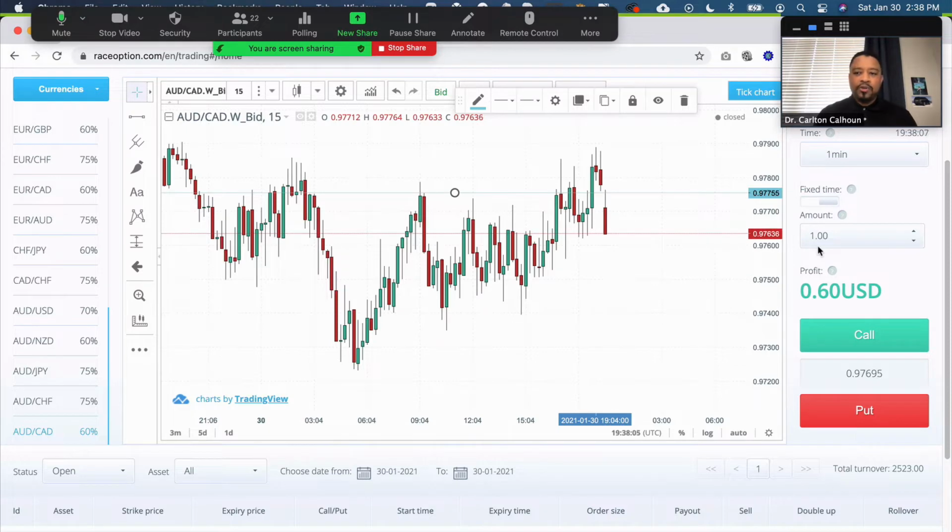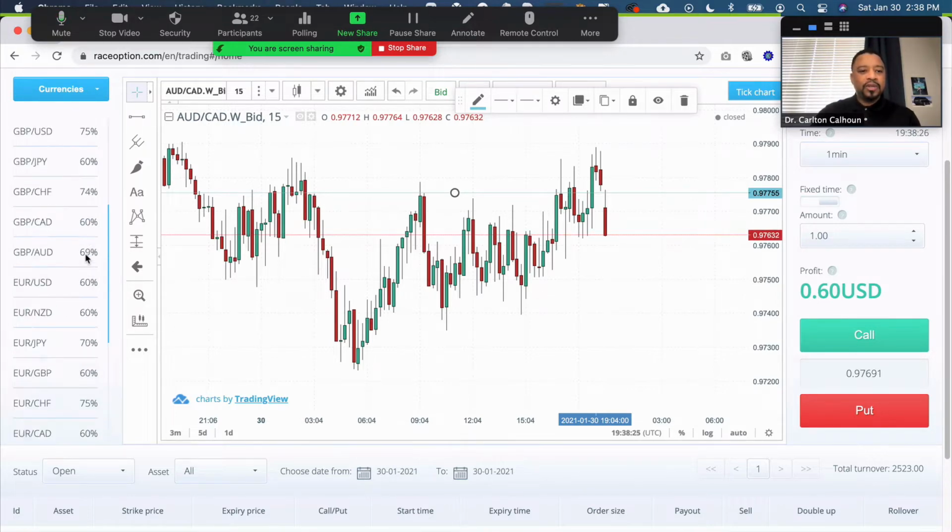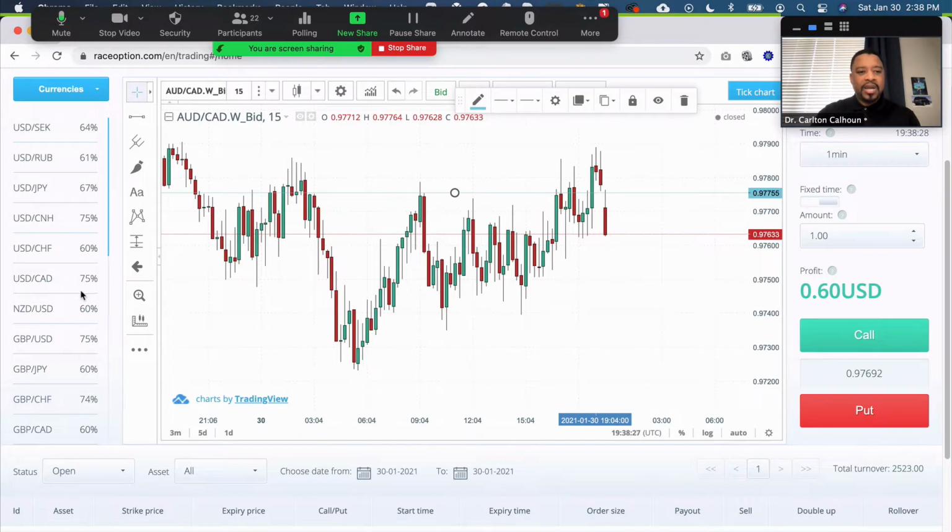Also, if you are new to binary options, this is different from traditional Forex trading. It's still Forex. See, same pairs. The difference with binary options is percentage payout based, meaning whatever pair you choose, there is an associated payout.